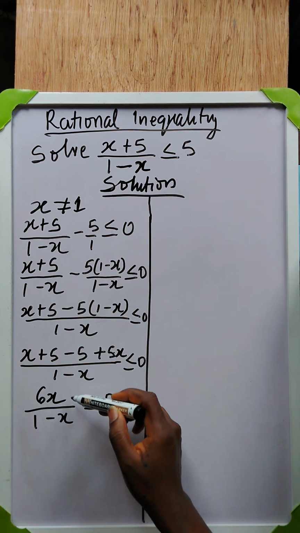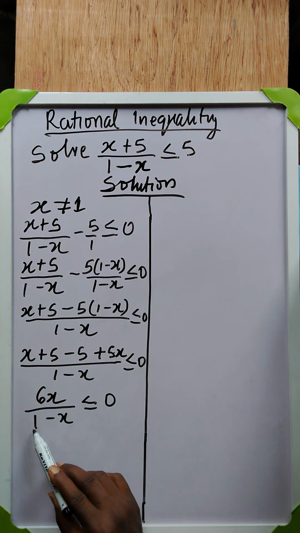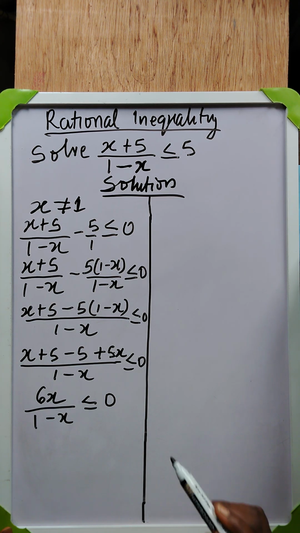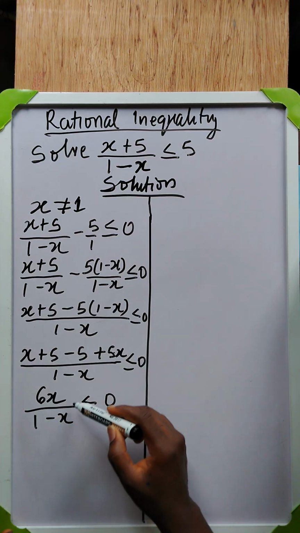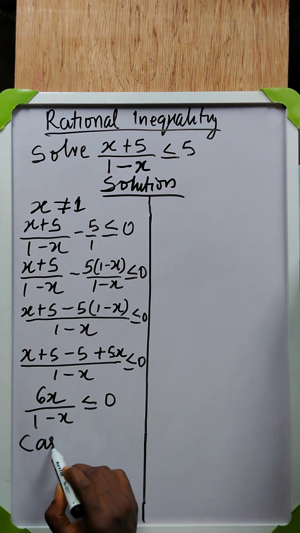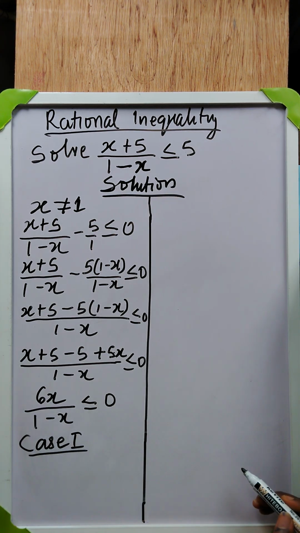Now this is telling me that this fraction is less than or equal to 0. And remember that this x cannot be 1, or the fraction will be undefined. So this is simply telling me that this fraction is a negative fraction. And how do you get a negative fraction? Case 1, if the numerator is positive and the denominator is negative, that's how you get a negative fraction.